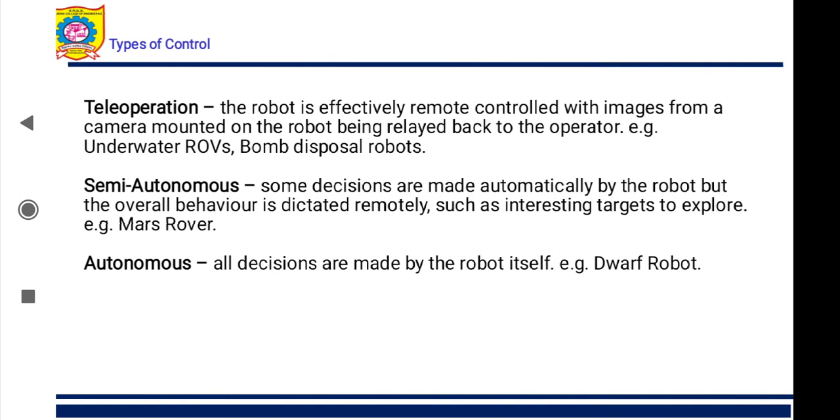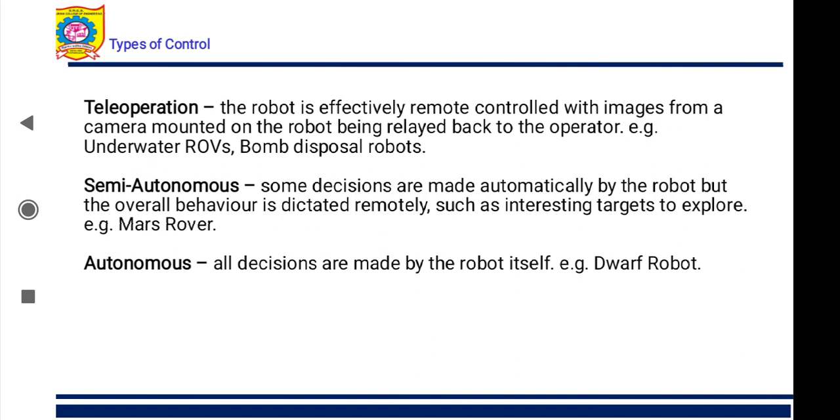So, types of control. In order to control these robots, we have three different ways. Teleoperation is there. The robot is effectively remote controlled. So teleoperation, as I said previously, robots are very far away from here, so you will be operating them with the help of a remote. Okay, that is a teleoperated robot. They are situated at distant places. The robot is effectively remote controlled with images from a camera mounted on the robot. The robot has a camera, so the situation will be viewed by the human being with the help of the images obtained from that camera, and accordingly the human will control the robot using the remote control.